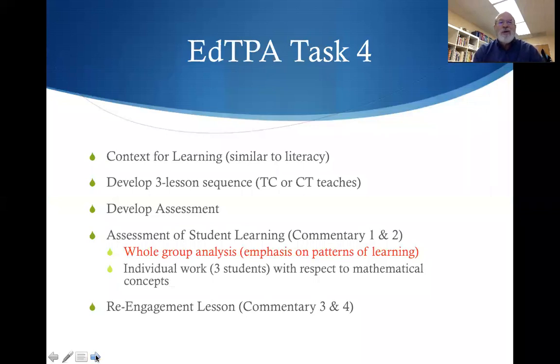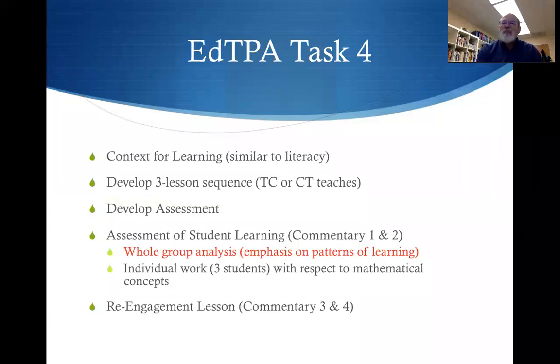And so in terms of the process of where we are, in the first video, we talked about the development of the assessment. In this video, we are looking at the assessment of student learning, specifically the whole group analysis where we're looking at patterns of learning. In other words, what do we see across the students in your classroom? What do you observe in their performances?